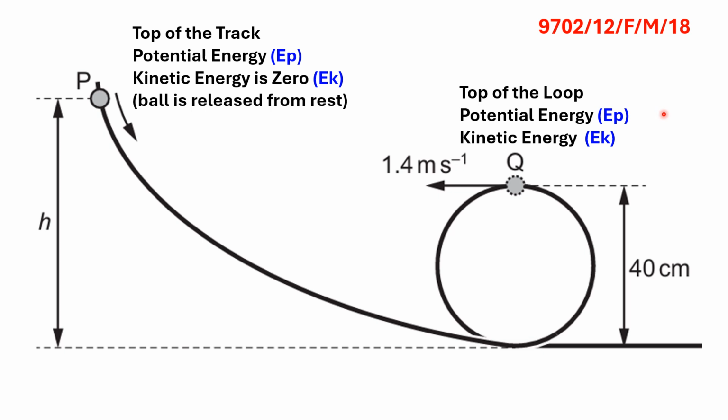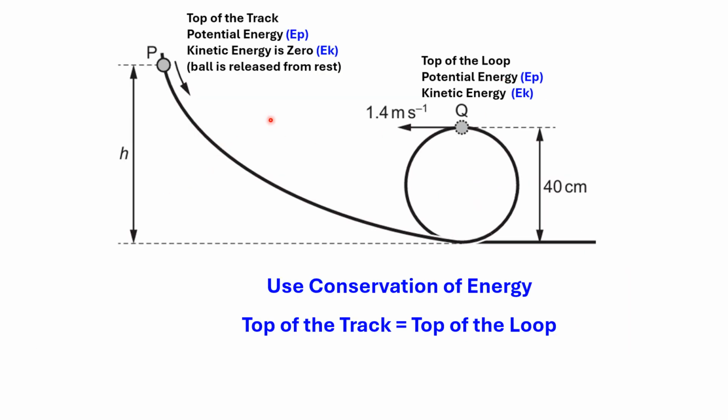At the top of the loop, the object has both potential and kinetic energy. This is because it still has a height above the ground and is moving, so it has speed. Next, we are going to apply the principle of conservation of energy. This principle states that the total energy at the top of the track is equal to the total energy at the top of the loop.